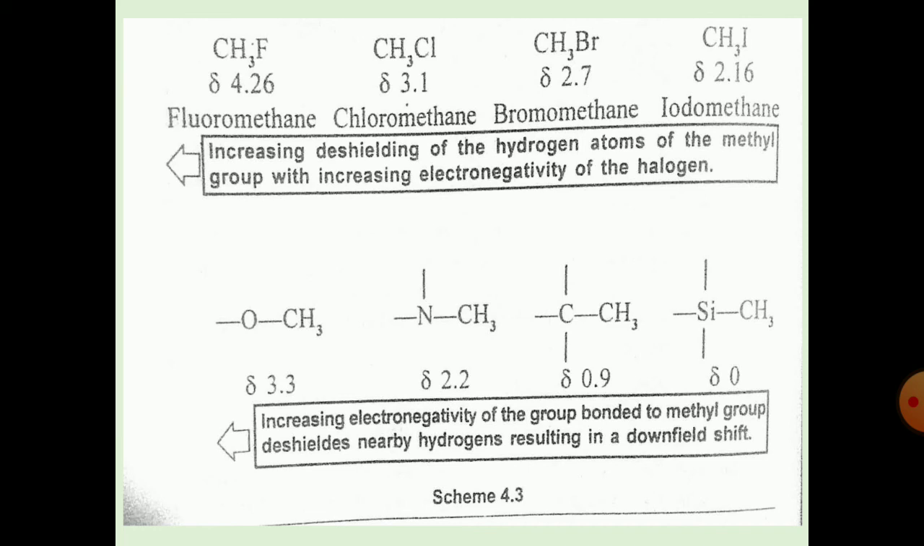So the delta value decreases, showing increasing de-shielding of the hydrogen atoms of the methyl group with increasing electronegativity of the halogen. The next is OCH3, the delta value is 3.3, then NCH3, the delta value is 2.2, then CCH3 is 0.9, and silicon CH3 is 0. Increasing the electronegativity of the group bonded to the methyl group de-shields the nearby hydrogens, resulting in a downfield shift.